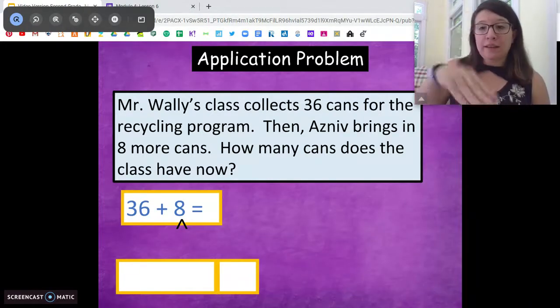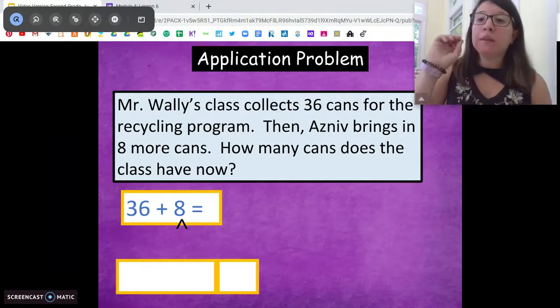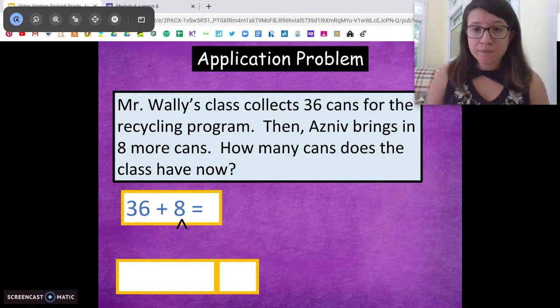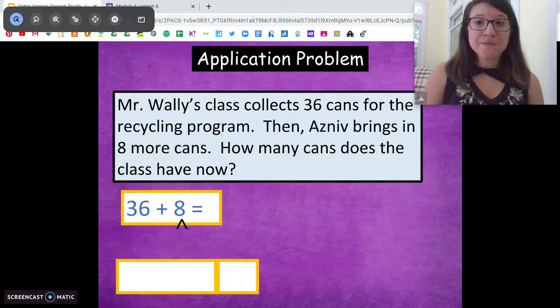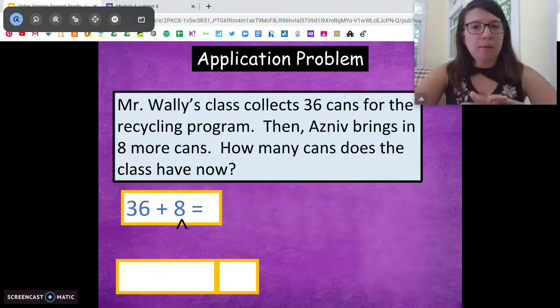You can solve using the number bond method or the arrow method. Pause, solve now. Got it? Let's go over it. So I'm going to use the number bond way.